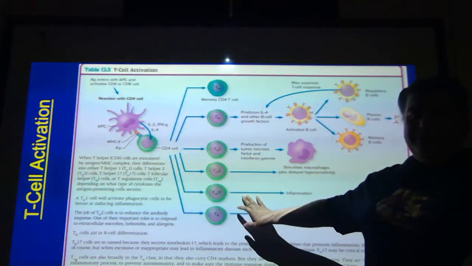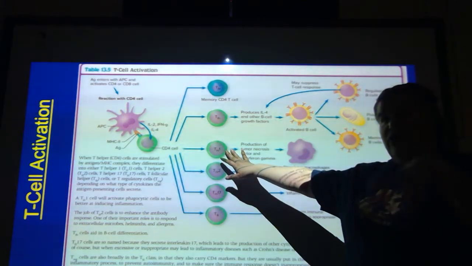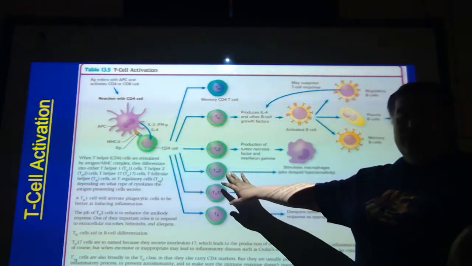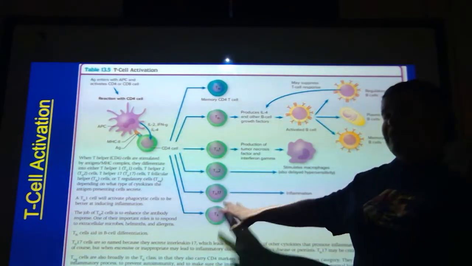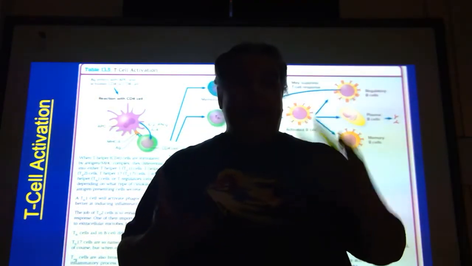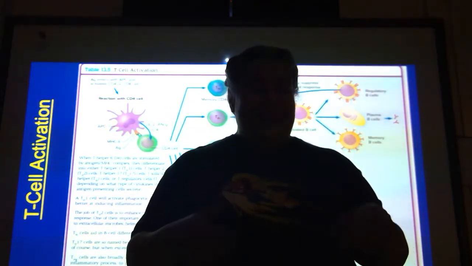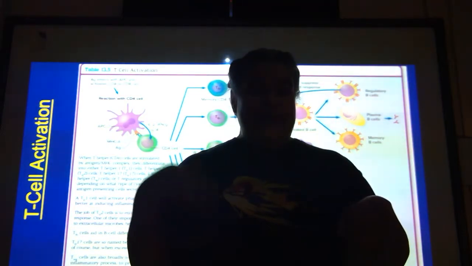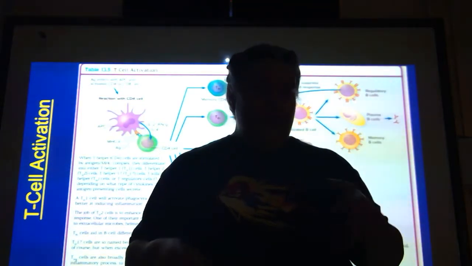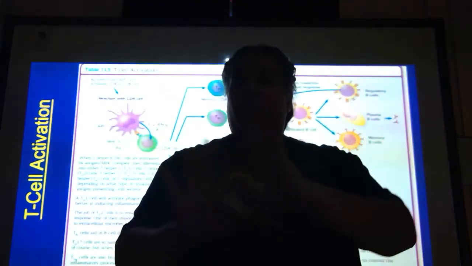Finally, we have the type 17 helper T cell. For type 1, it was intracellular invaders, things that were inside of our own cells. Type 2, we had parasites. Type 17 is going to involve a fungal infection or a bacterial infection where they're not inside of our cells. The antigen presenting cell in this case is going to actually release interleukin 6 and transforming growth factor beta. Again, it's a different set of chemicals. It's going to cause a different result.